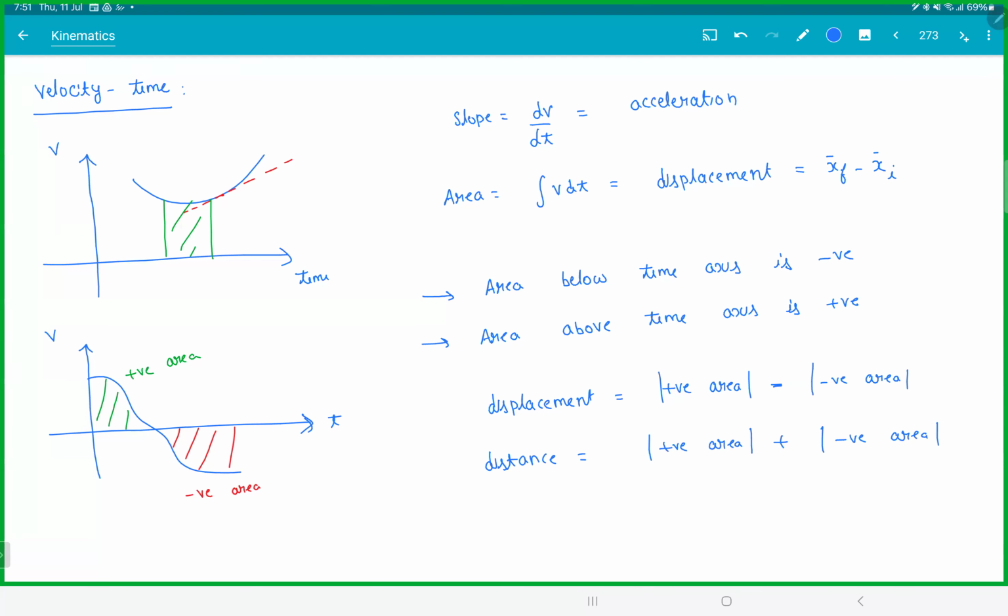Have a look at this. So for distances, you just add all the areas. For displacements, you add them with the sign. Area above is positive and area below is negative.